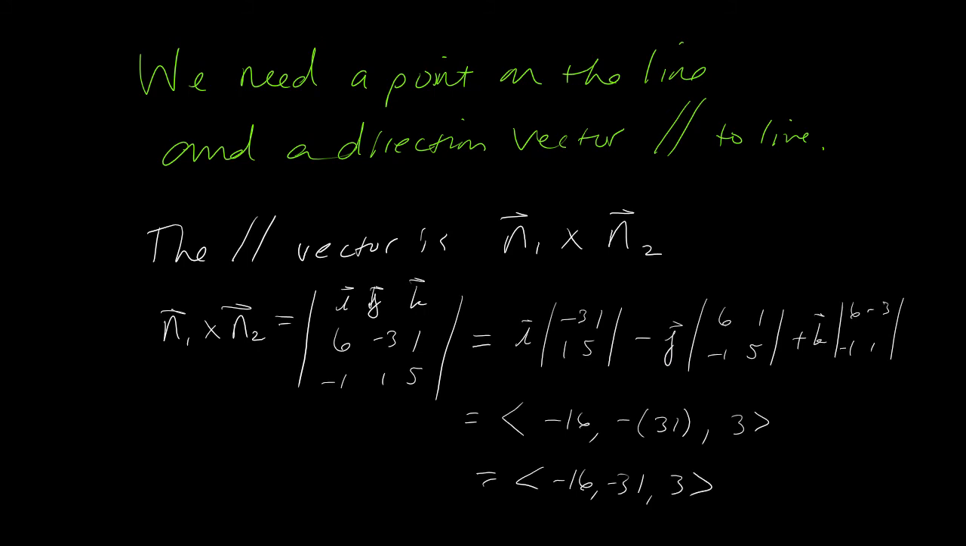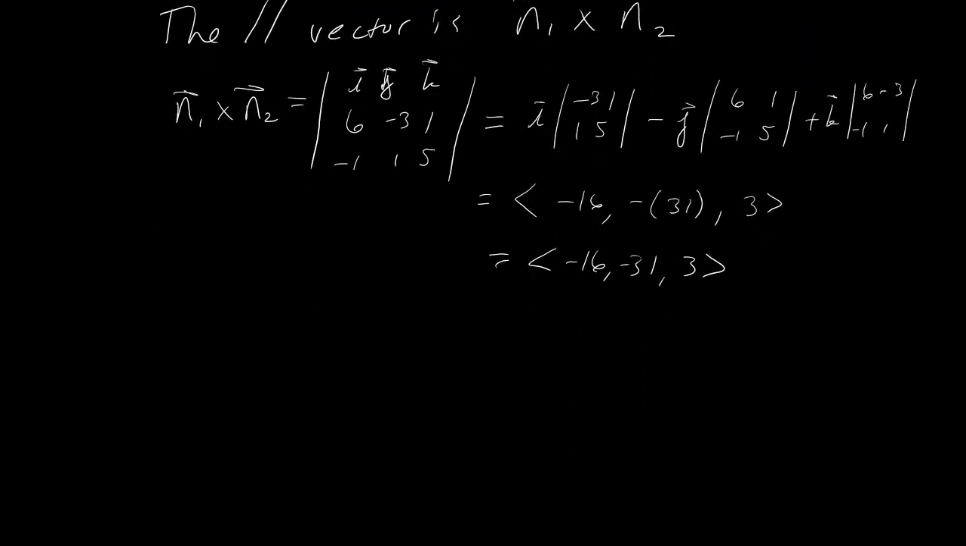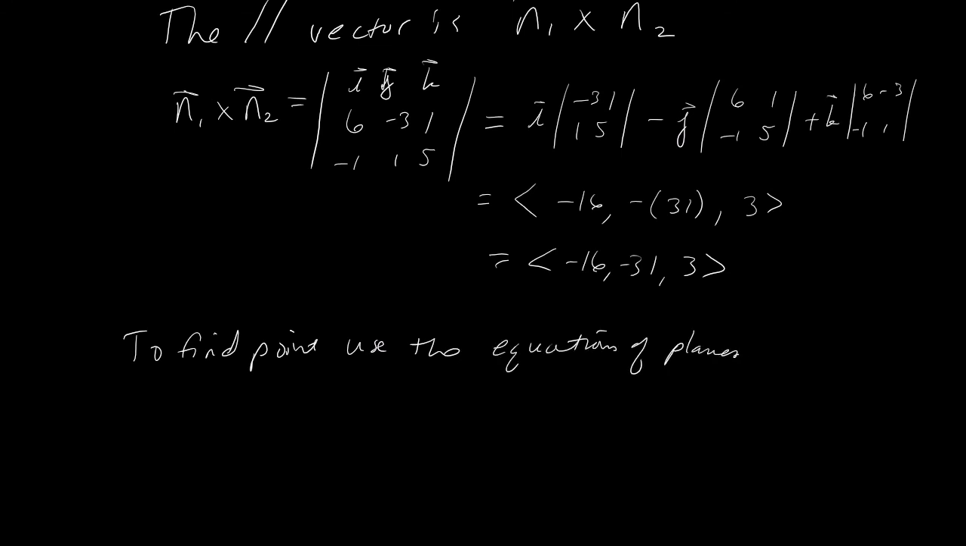So that is our direction vector parallel to the line of intersection. Now the next thing we need is a point. So to find the point, we're going to have to use the equations of the planes, and we're going to have to narrow it down a little bit. What we're going to do is create a system of equations in two variables.